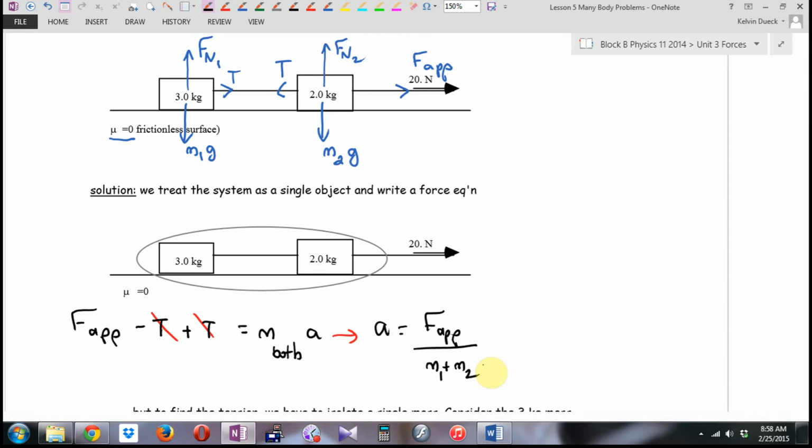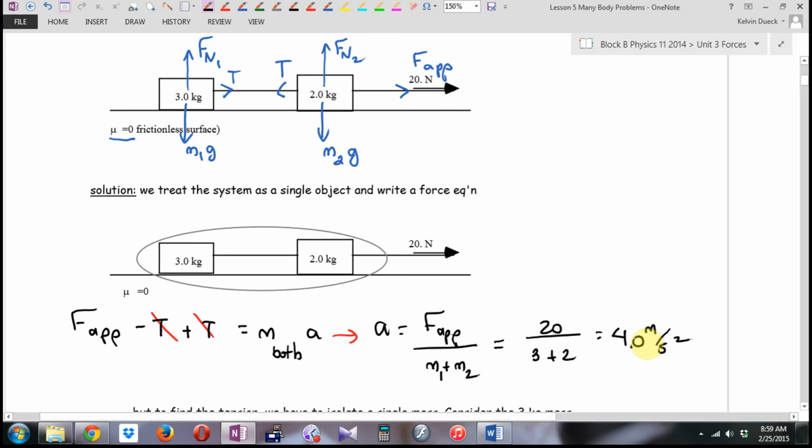What's F applied? As a number, they told me in the picture. 20. What's mass 1? What's mass 2? I would argue that you can do this without a calculator. What is 3 plus 2 in your head? 5. And what's 20 divided by 5? So you don't need no stinking calculator. 4 meters per second squared. I guess 4.0, because it looks like they went to 2 sig figs in all the data. But I wouldn't take marks off if you just wrote 4.